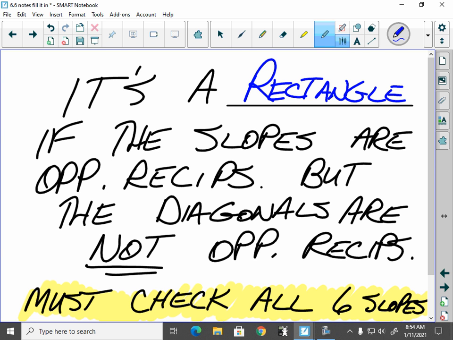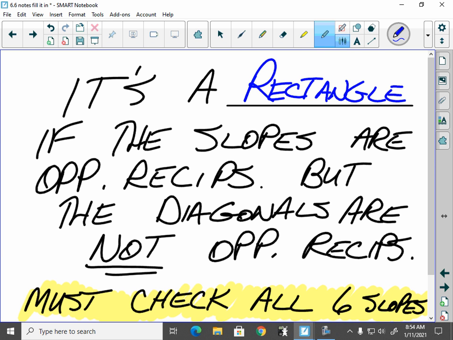Okay, so that I can show you what opposite reciprocals mean: 2/3, -3/2, if those are the slopes. You guys know where the diagonals are, right? The diagonals are here and here, right?